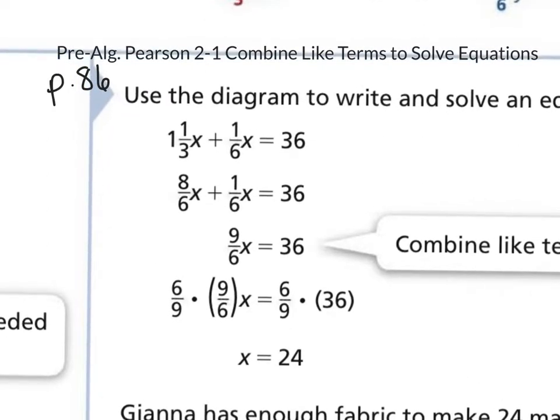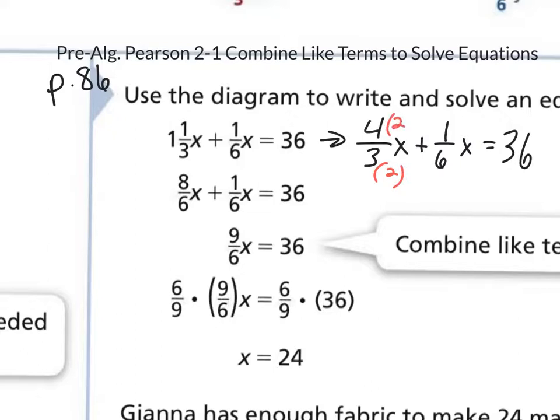So 1 1/3 yards times however many placemats we make, plus 1/6 times how many napkins we make, equals 36 altogether. And then they kind of skipped over a little bit here. 1 1/3, we could change that over to 4/3 X. And then these are like terms, a little bit different than what we've talked about. They're like terms, but they are fractions. So we would need to get a common denominator first in order to add those together.